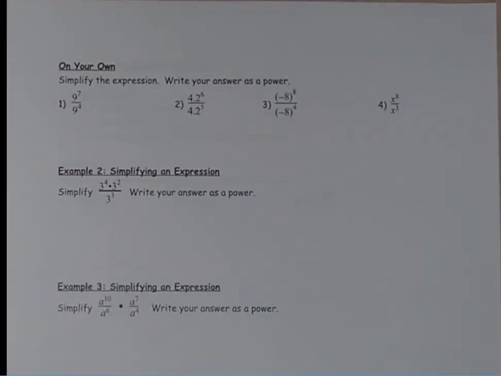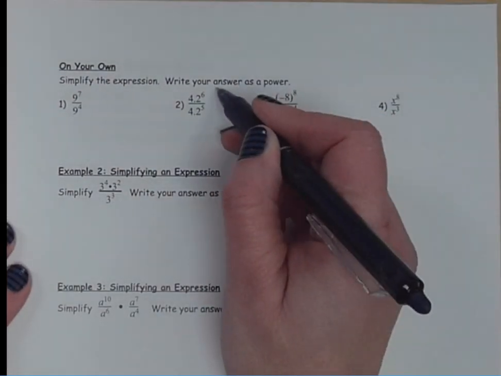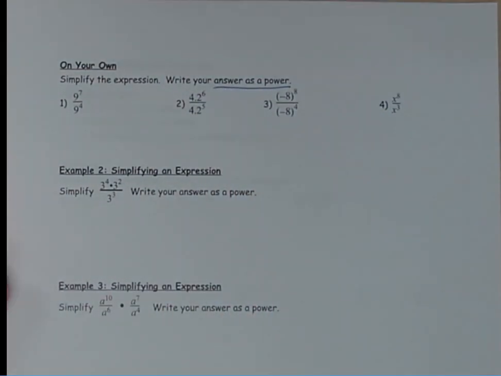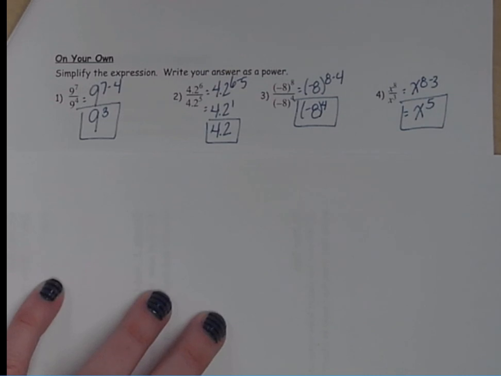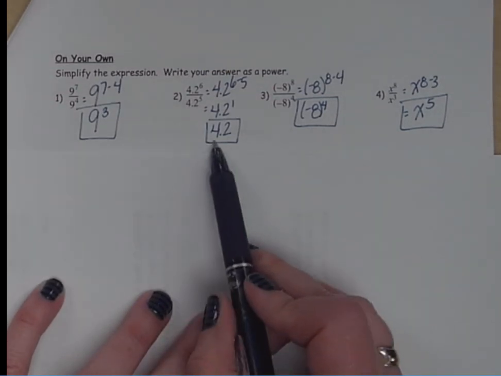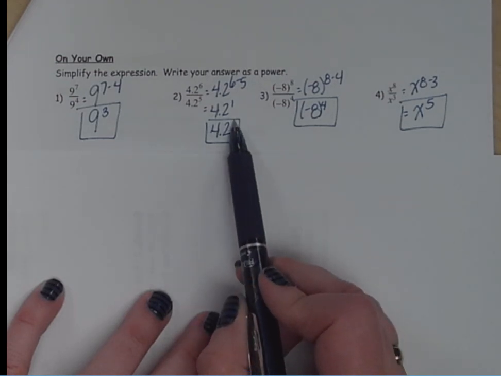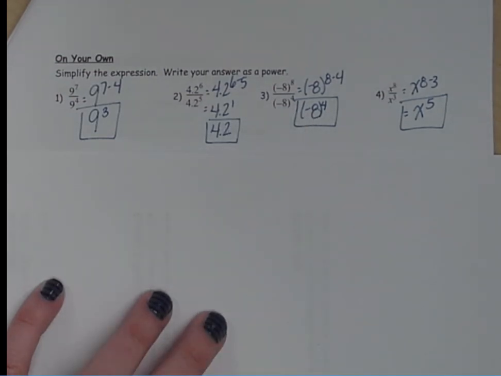Go ahead and do 1 through 4 on your own, but here we want your answer as a power. So this one time, I don't want you to do all the math. Leave your answer in exponential form. Hit pause and then play when you are ready. All right, how'd you do? You should have ended up with 9 to the 3rd power, 4 and 2/10, remember, we don't need an exponent of 1, negative 8 to the 4th, and x to the 5th.